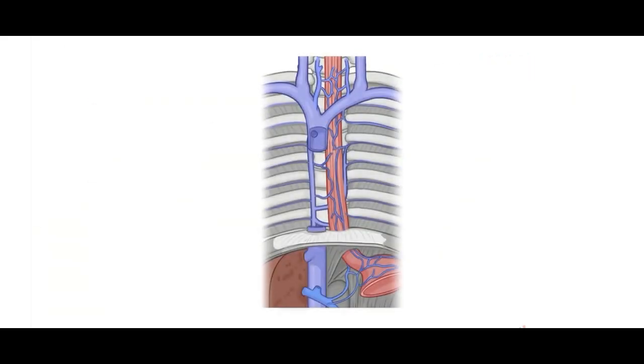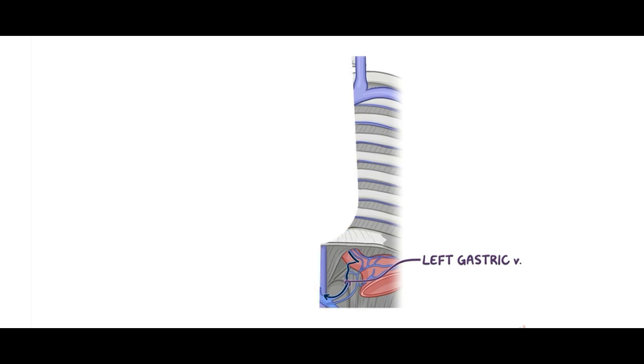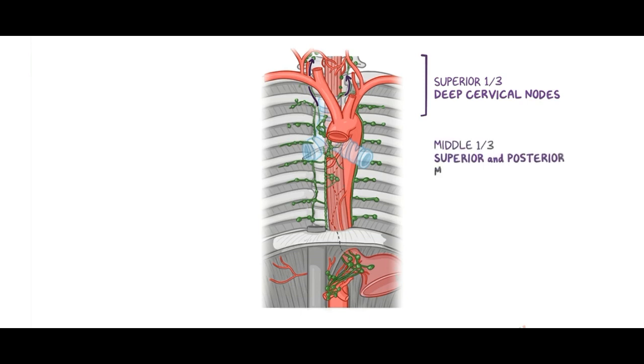The venous drainage of the thoracic esophagus occurs via the inferior thyroid vein and tributaries of the azygous vein. The venous drainage of the abdominal esophagus has two routes, to the hepatic portal venous system through the left gastric vein, and into the systemic venous system through esophageal veins entering the azygous vein. The lymphatic drainage of the esophagus is divided into thirds. The superior third drains into deep cervical lymph nodes, the middle third into superior and posterior mediastinal lymph nodes, and the inferior third into the left gastric lymph nodes.